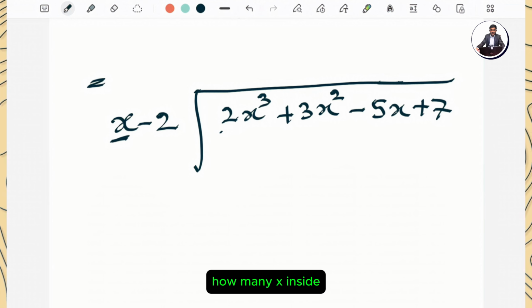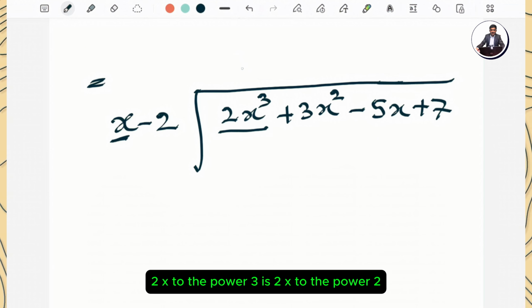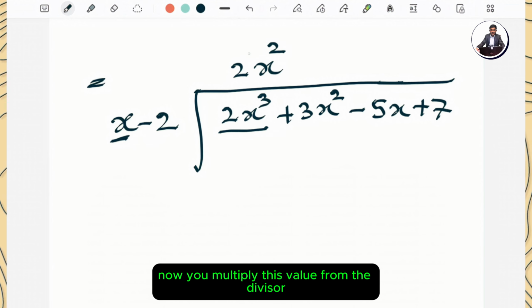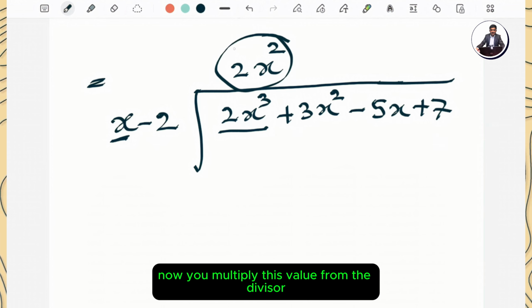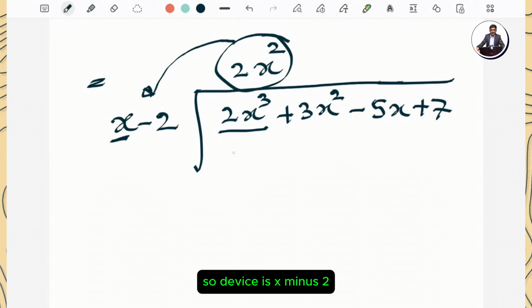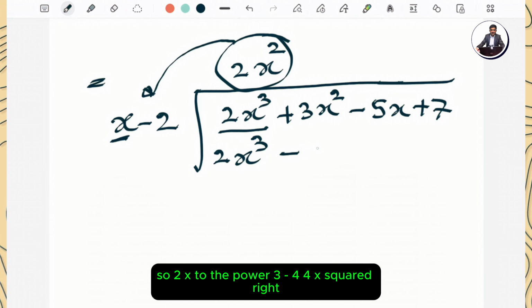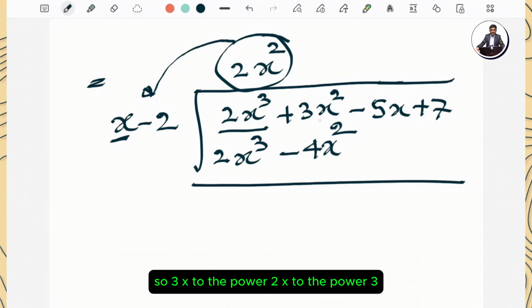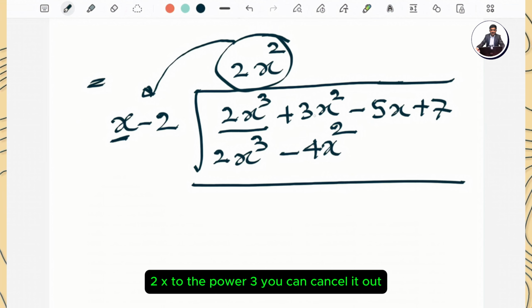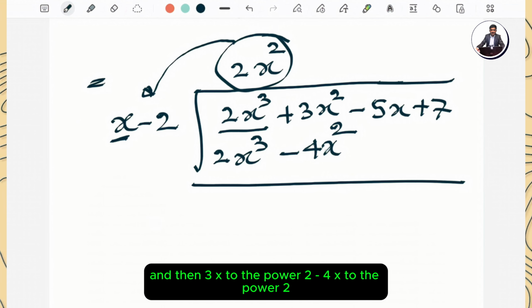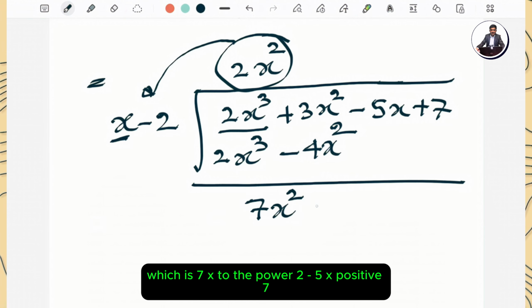How many x inside 2x to the power 3? It is 2x to the power 2. Now you multiply this value by the divisor. So the divisor is x minus 2. So 2x to the power 3 minus 4x squared, right? So 2x to the power 3 and 2x to the power 3, you can cancel it out. And then 3x to the power 2 minus negative 4x to the power 2, which is 7x to the power 2, minus 5x plus 7.